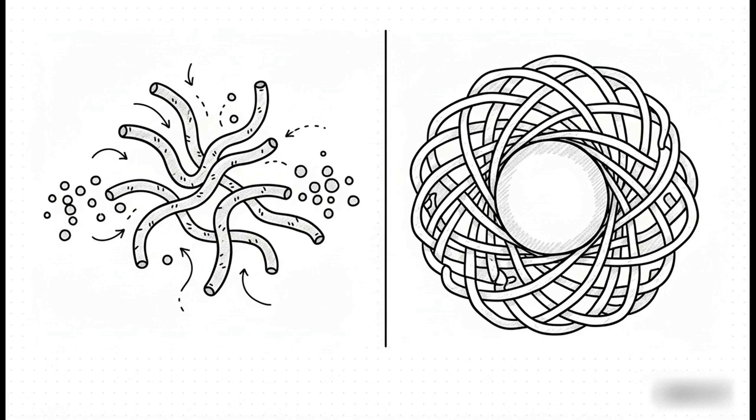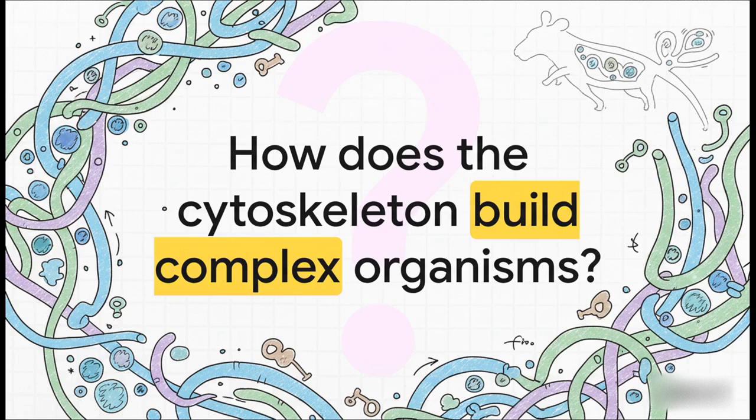You have these highly dynamic parts, the microtubules and microfilaments, that allow for rapid change and movement, and they're all built on top of this stable, durable framework of intermediate filaments that provide shape and integrity. It's the best of both worlds, strength and flexibility in one elegant package. And that brings us to the big picture.